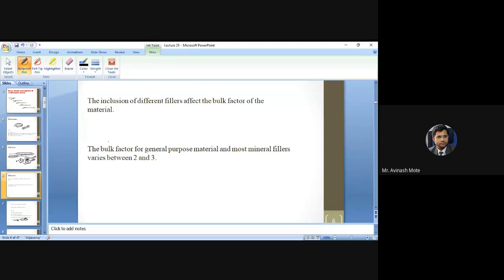Then we have seen different aspects of the bulk factor, like the effect of fillers also. Apart from the raw material we are adding fillers, and fillers provide strength to the component. Getting it? So sometimes this factor is also considered.